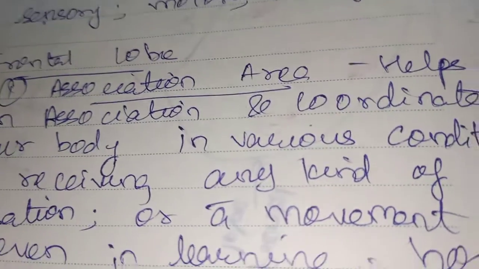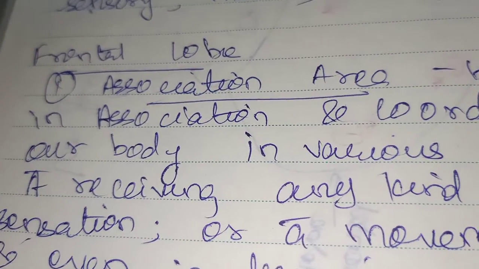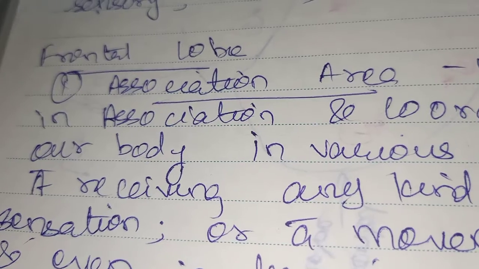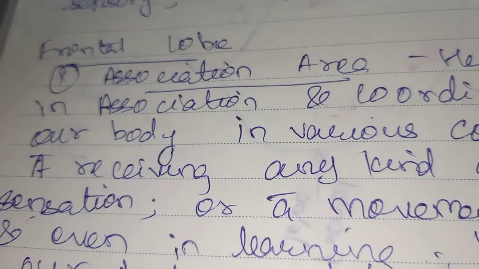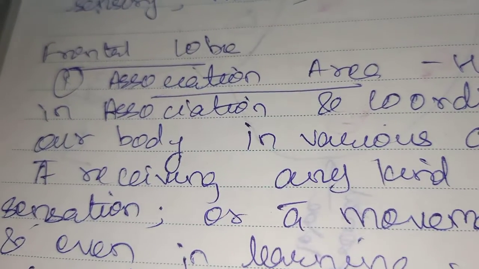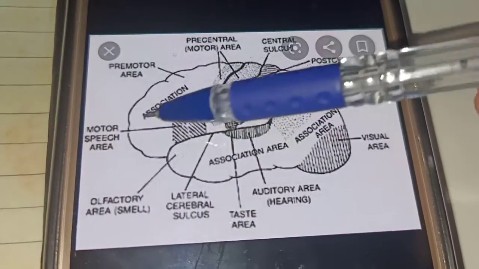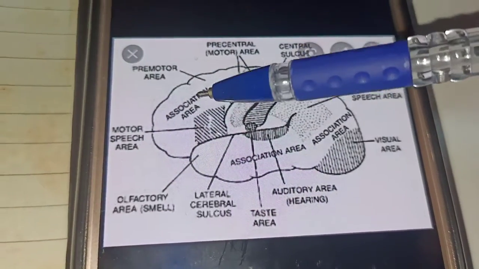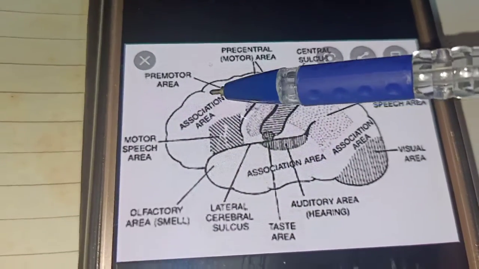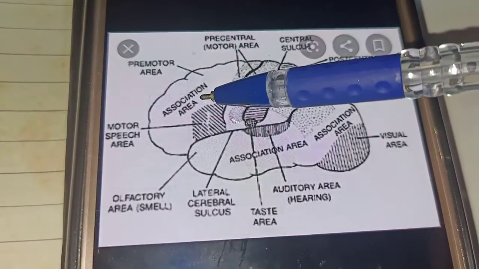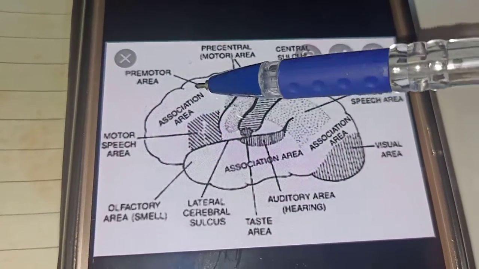Now in the frontal lobe, right now I have shown you the frontal lobe. In the frontal lobe there is the presence of the association area, which I have shown you. And what does that association area do? This is the frontal lobe, and this is the association area. It helps in association and coordinates our body in various conditions.